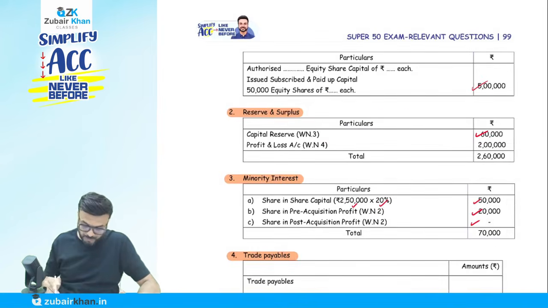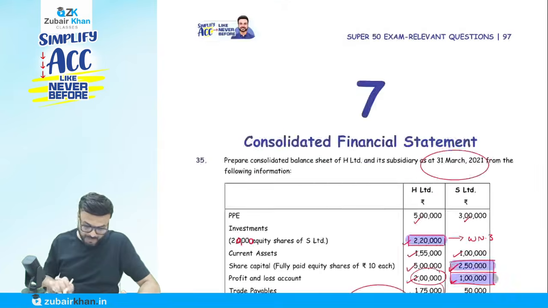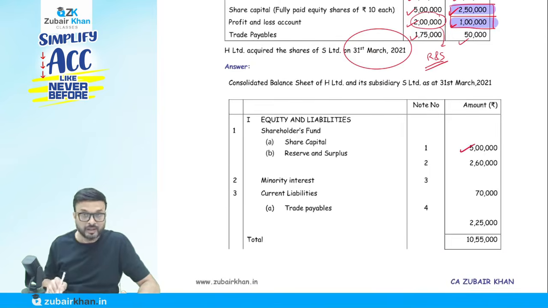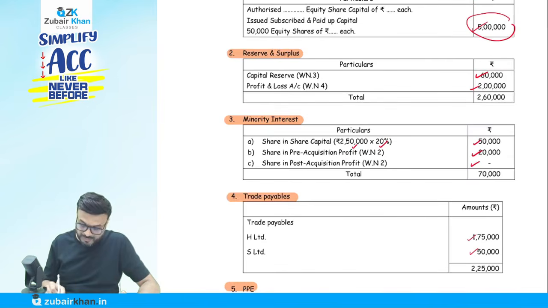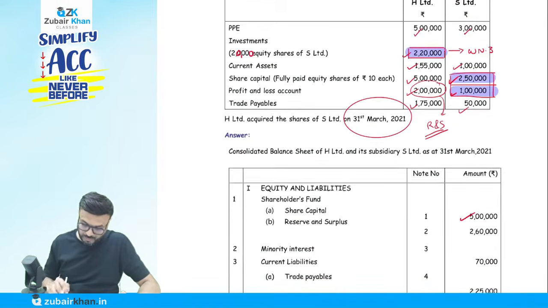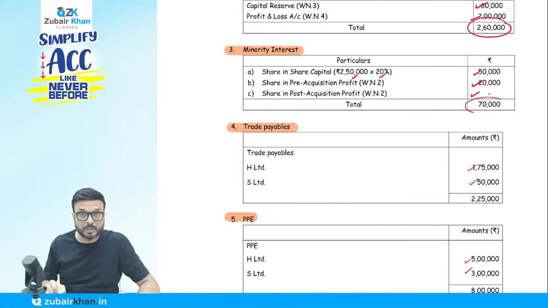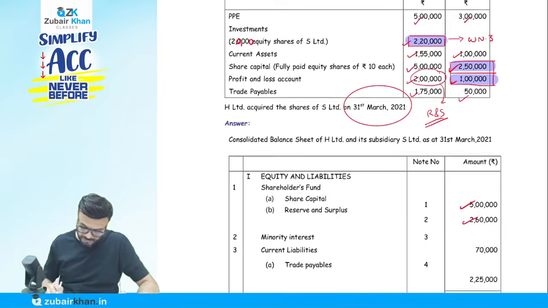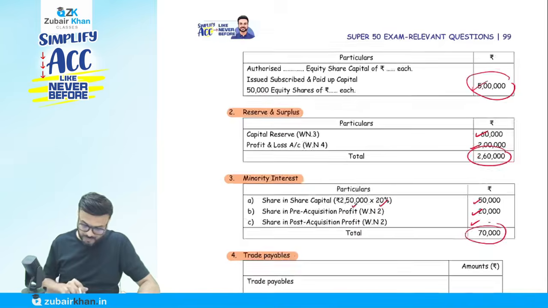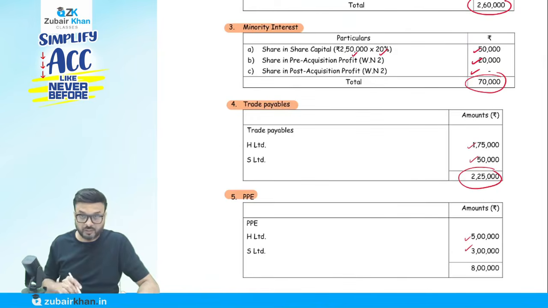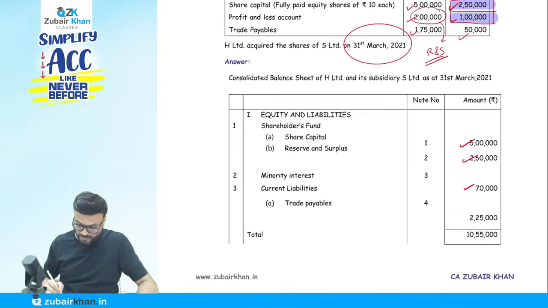So note stock on number 2, 2 lakh. So note stock on number 1 total is 5 lakh. Write down in balance sheet how much is. You can see that 5 lakh. Note stock on number 2 total is 2,60,000. So note stock on number 2 is how much? 2,60,000. Note stock on number 3 total is how much? 70,000. How much it will come here now? This 70,000. Note stock on number 3 is 2,25,000. That will come here 2,25,000.